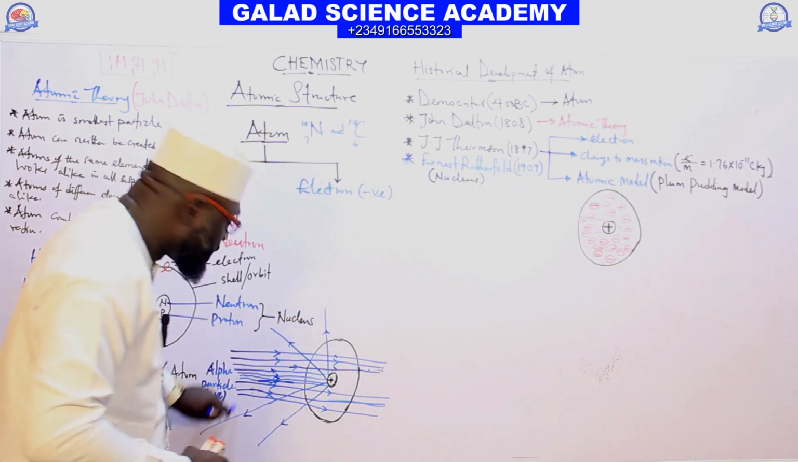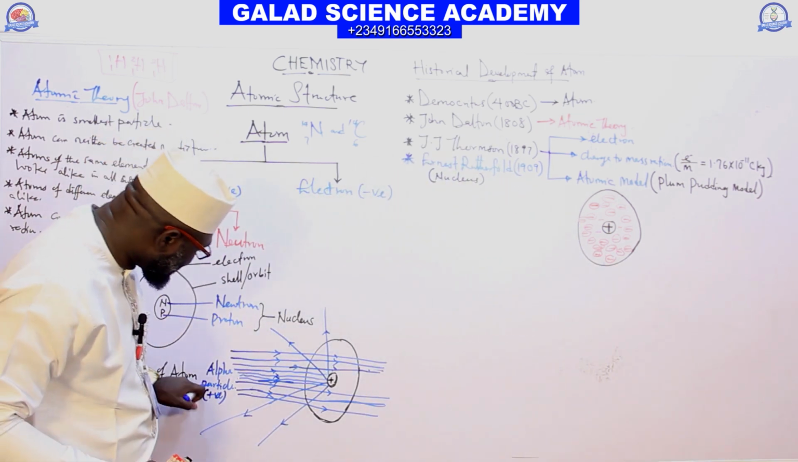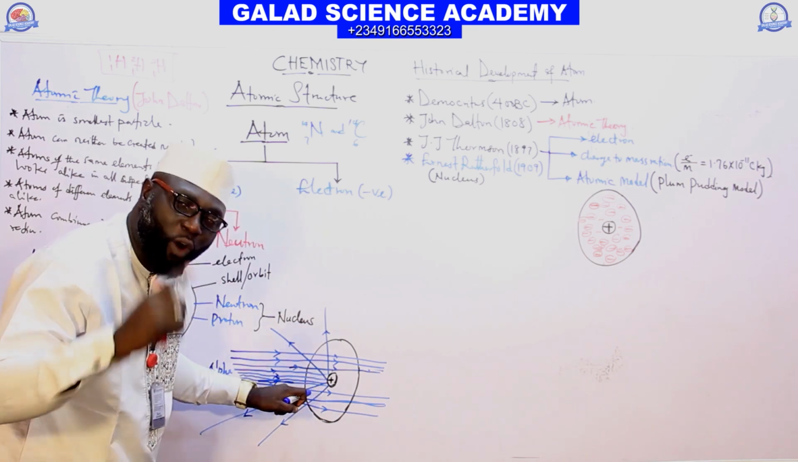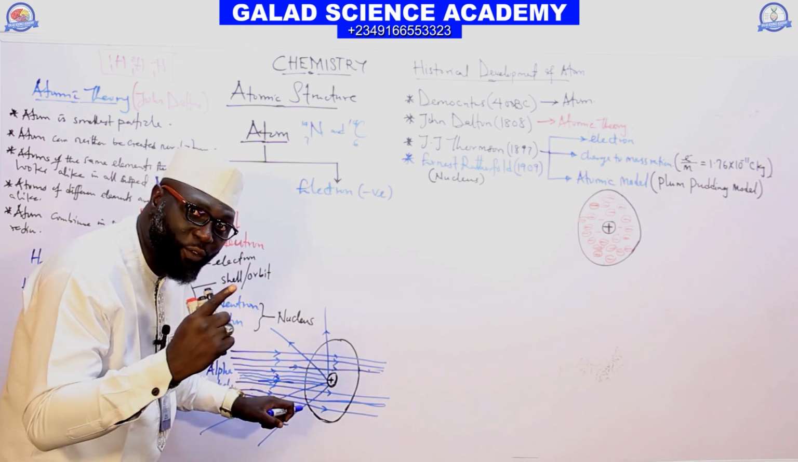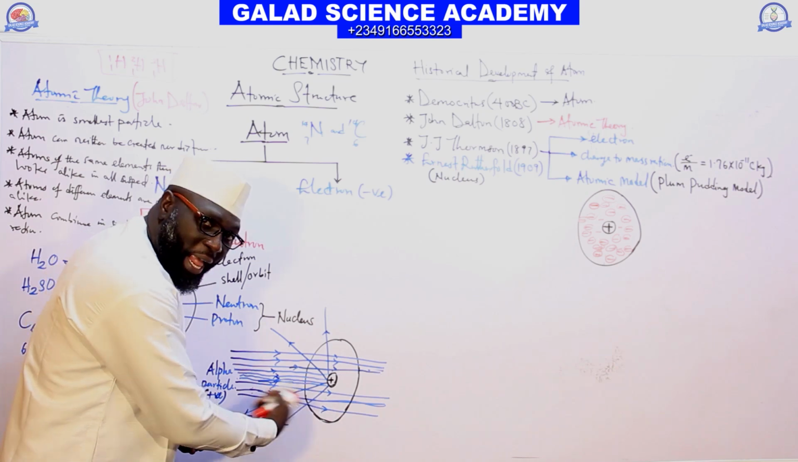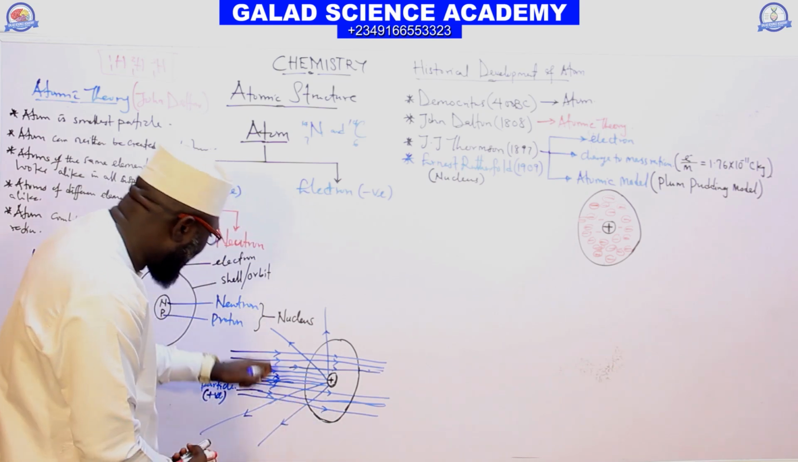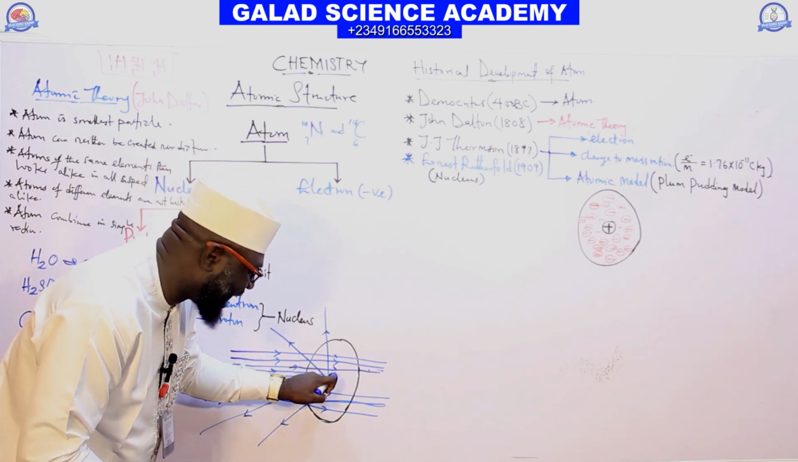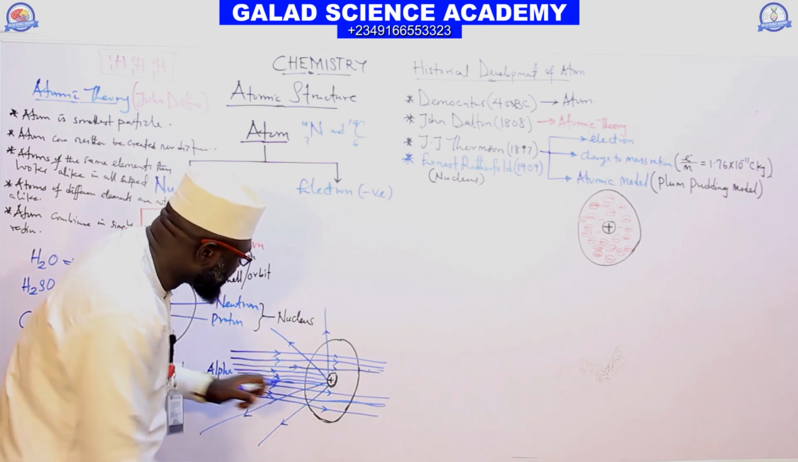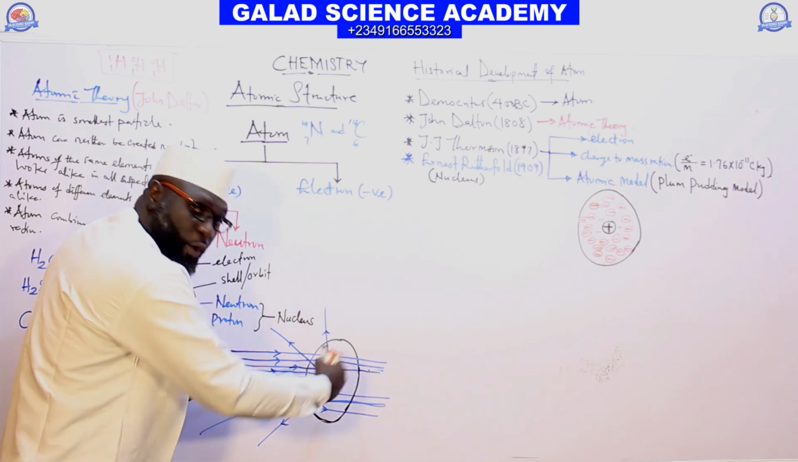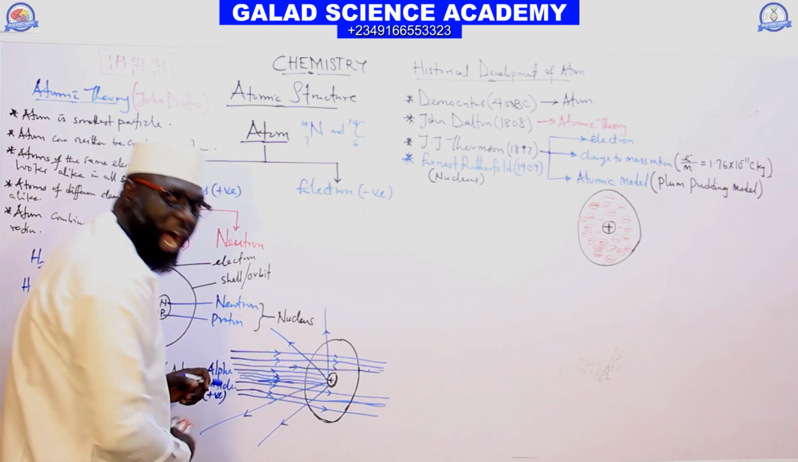And we know that this alpha particle is a positive charge, and for this ray to deflect back, from the law of charges, which is like charges repel, there is a particular charge at the center of the atom which reflects the ray, that is, bounces it back.